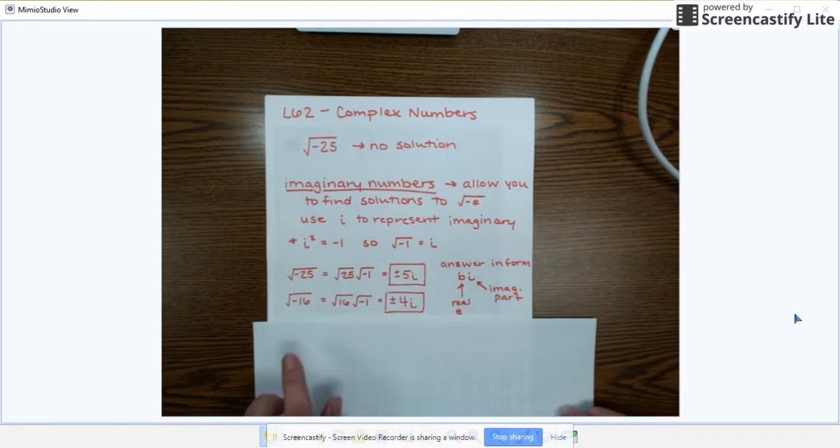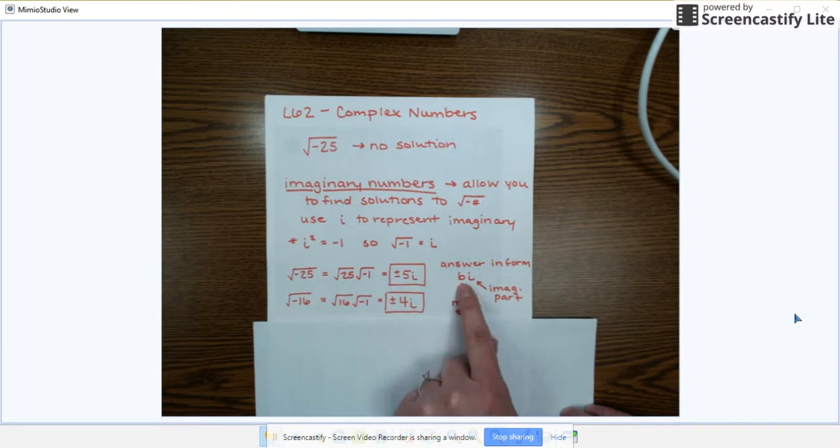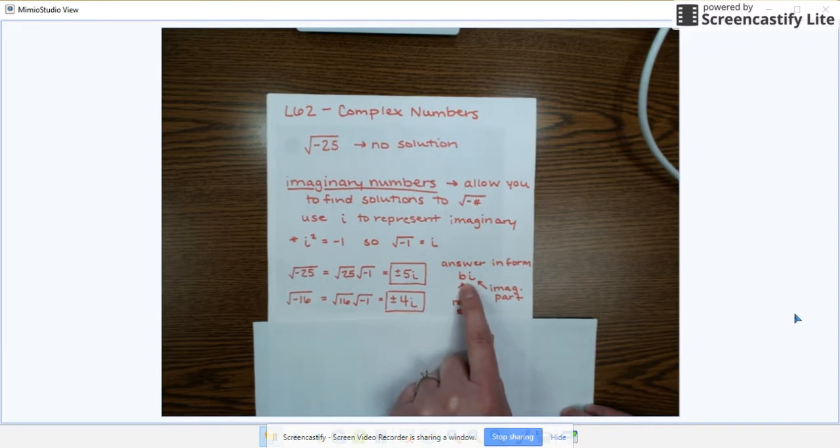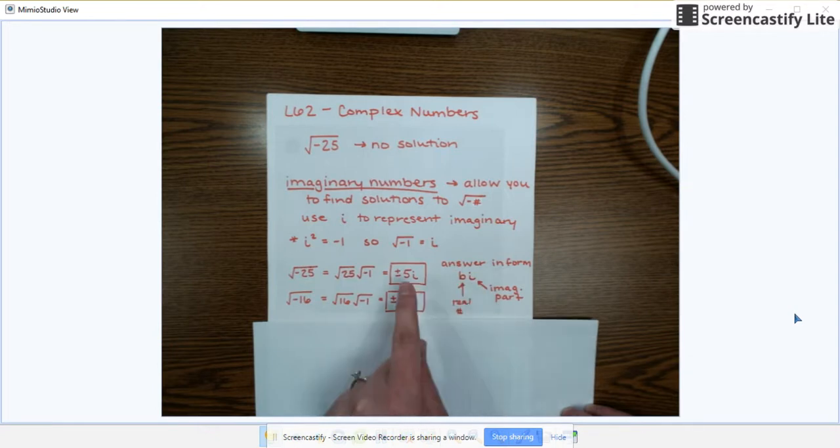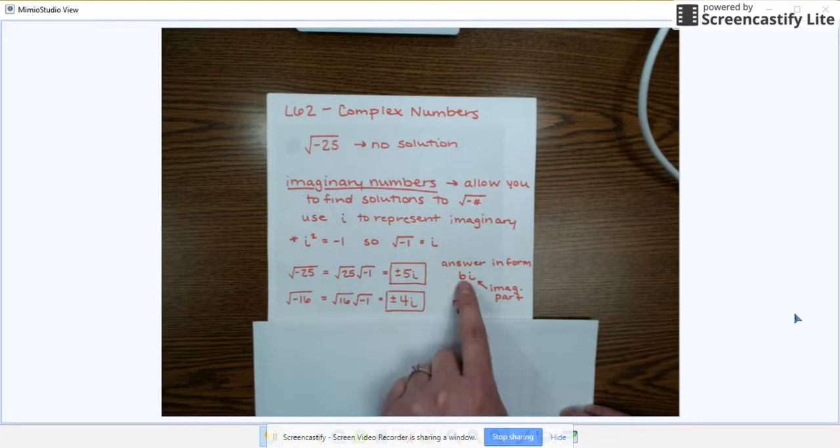We can look again at the square root of -16, just another very similar example. Breaking into its two pieces, the square root of 16 is where we get that plus or minus 4. The square root of -1 is where we get the i. Our answer has always been in the form bi. So the i stands for the imaginary. That b is just any real number. So we had 5, we had 4, both positive and negative versions. So anything in the form bi is going to be an imaginary number.